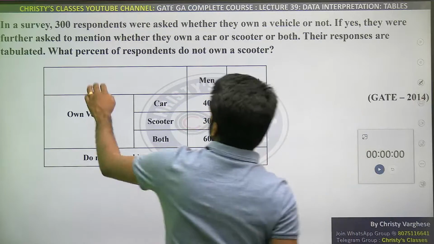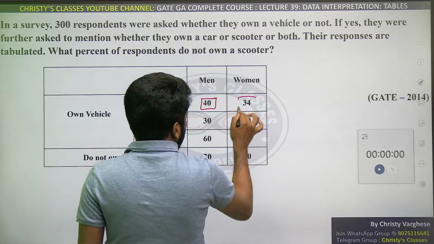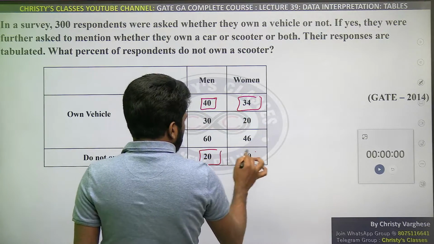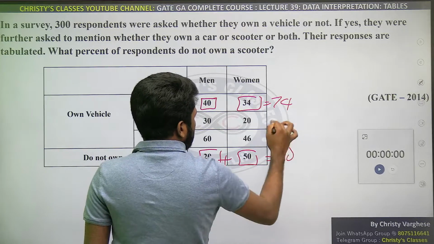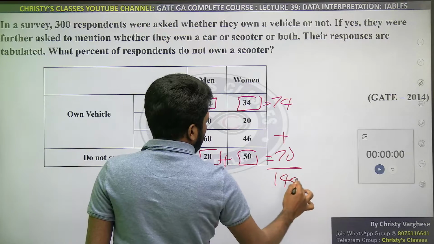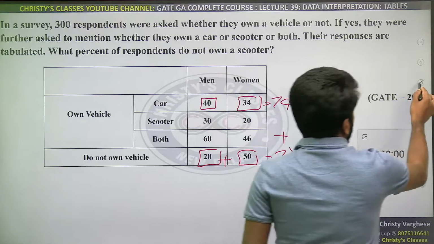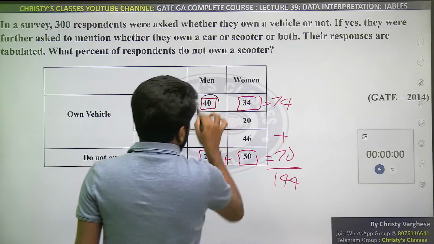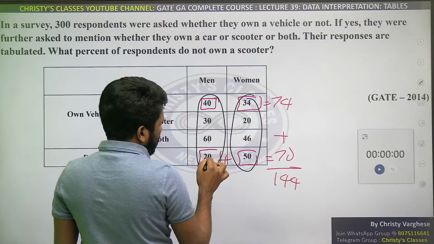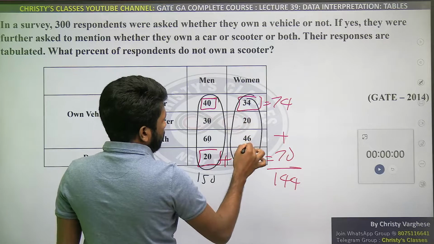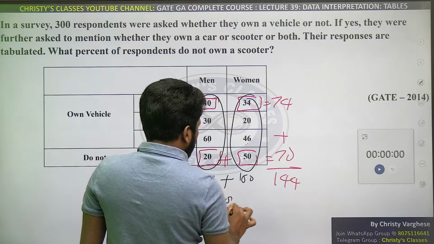So what is needed? What percent of the respondents do not own a scooter? Those who do not own a scooter are the car only people and no vehicle owning people. That is 40 plus 34, 74. 20 plus 50, 70. So 74 plus 70, that is 144 people. Out of what? What percentage of the respondents means we need the total number of respondents, right? It will be the sum of total men and total women. 40 plus 30, 70, plus 20, 90, plus 40, 130, plus 20, 150, and for women 34 plus 46, 80, plus 20, 100, plus 50, 150. So 150 plus 150, 300 respondents are there.